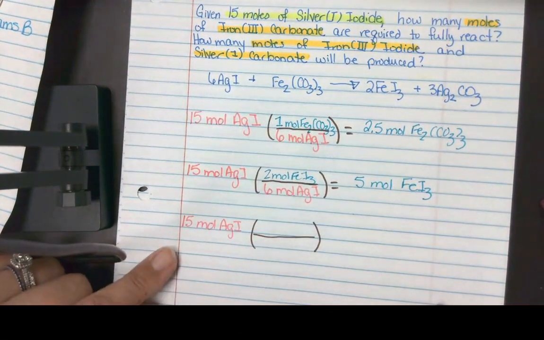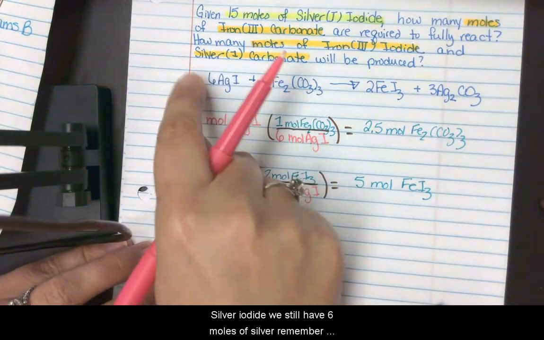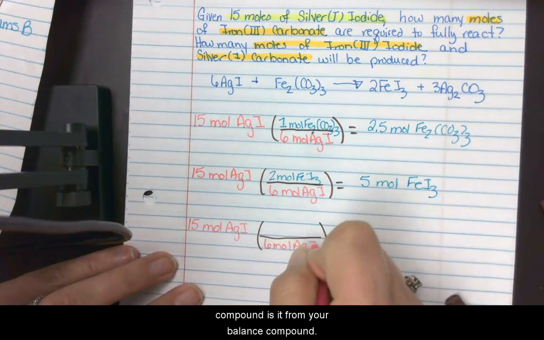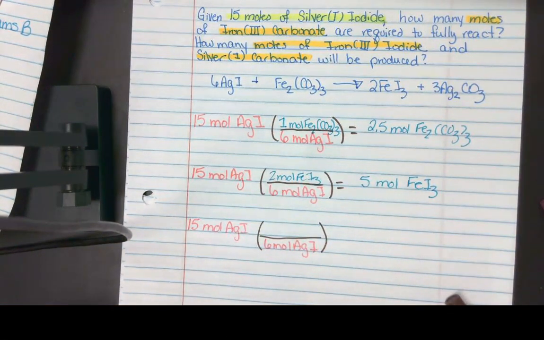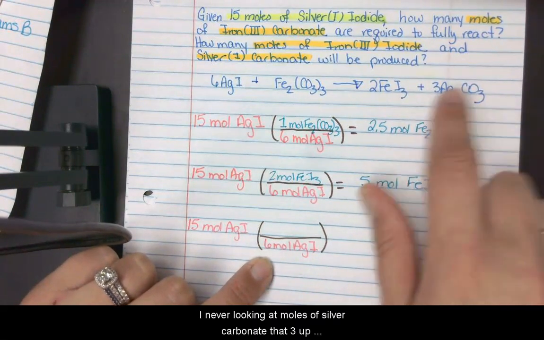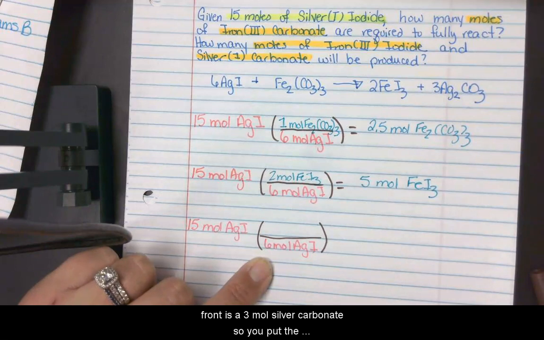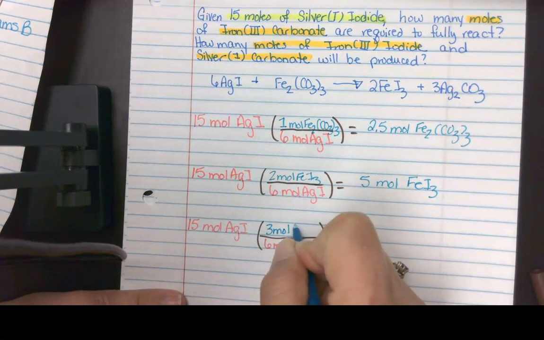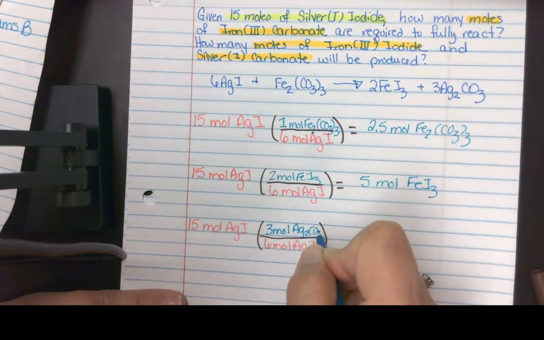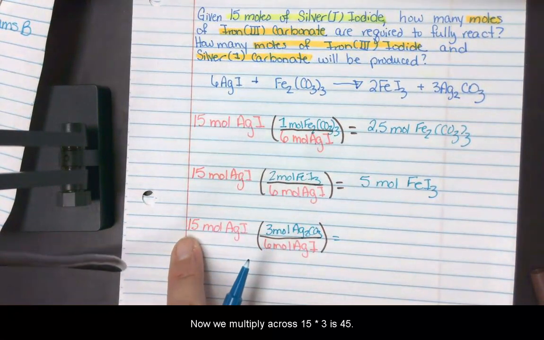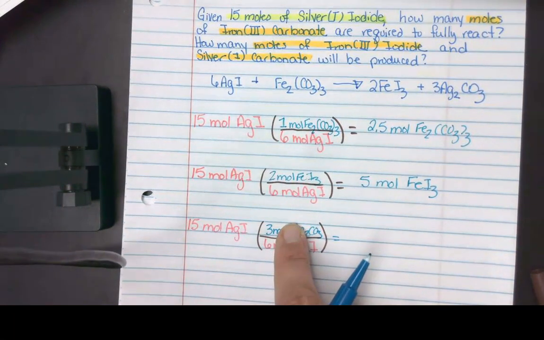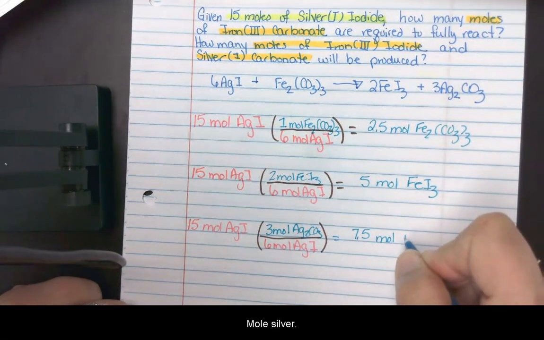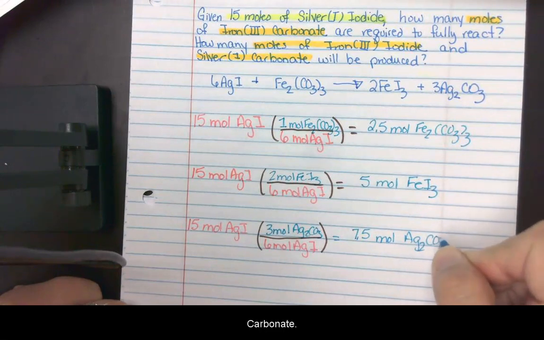So we're looking at silver iodide. We still have 6 moles of silver. Remember, these are from your balanced equation, or if you're using a compound, these are from your balanced compound. And now we're looking at moles of silver carbonate. That 3 out front is 3 moles of silver carbonate, so we put the 3 mole here. Now we multiply across. 15 times 3 is 45. 45 divided by 6 gives you 7.5 mole silver carbonate.